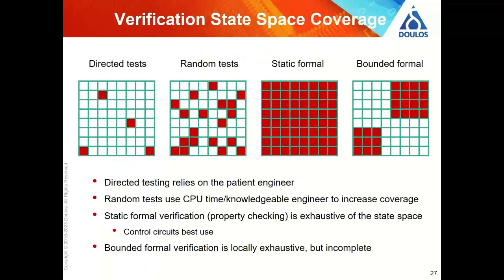Okay, so in terms of coverage, if we look at all the states that we could get in a design, with directed tests, we can only ever cover a tiny proportion of the possible states. Okay, so that's the main objection to doing directed tests. We can say, yes, it works under these conditions, but there's many more conditions that we haven't tested. With random tests, because the tests are being generated and run automatically, we can get much greater coverage. But it's still going to be a tiny subset of the total.